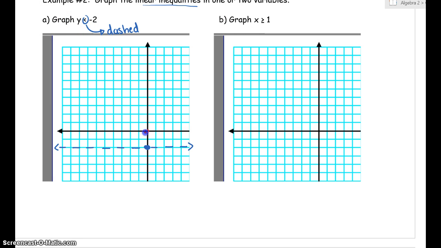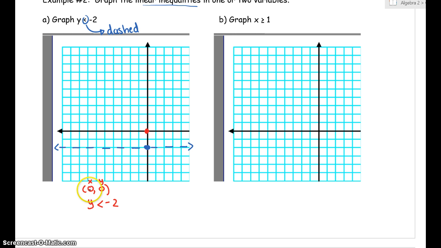I like to use 0, 0 if the line does not go through it. So 0, 0 is my testing point. I want to know, kind of like above. And we know x is 0 and y is 0, so here's the equation. 0 is less than negative 2.